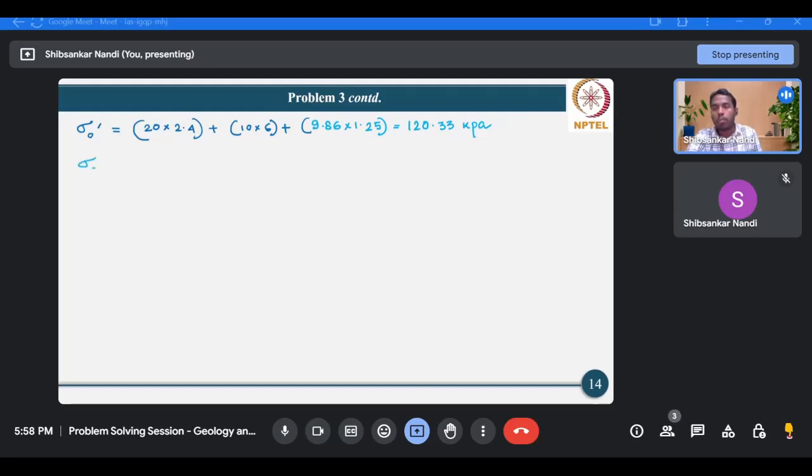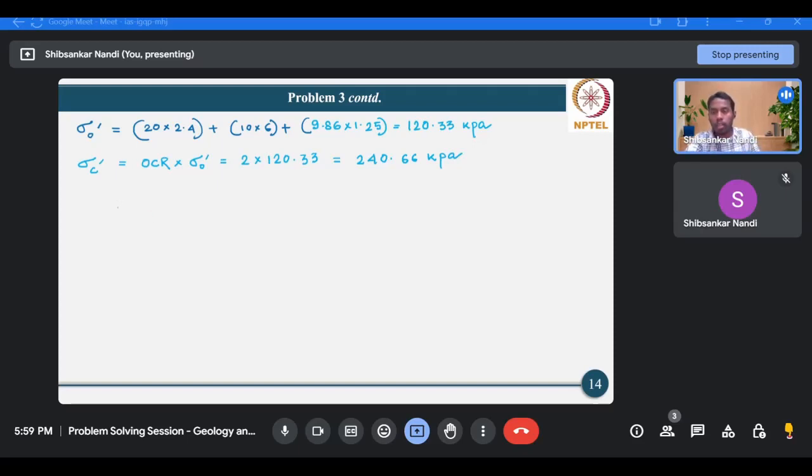So sigma c prime would be OCR multiplied by sigma 0 prime, and the OCR value is given as 2, multiplied by 120.33. That means 240.66 kPa. Okay, so 240.66. Now we have to go for a check.